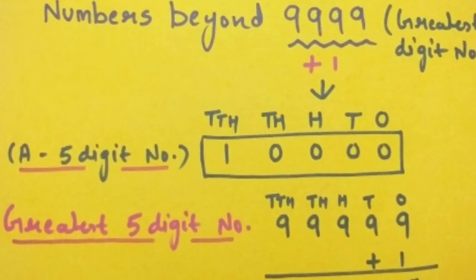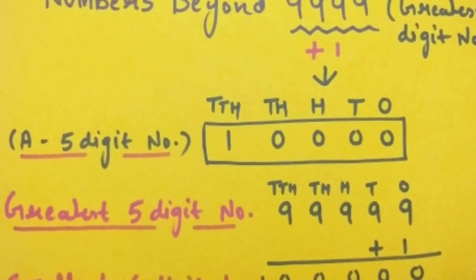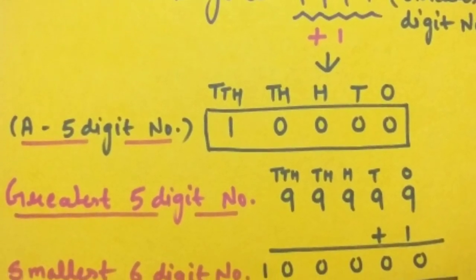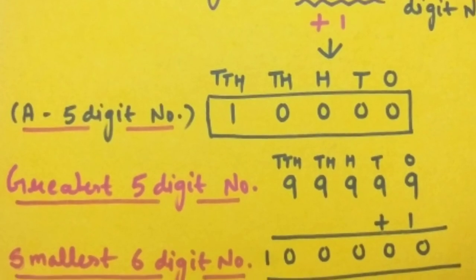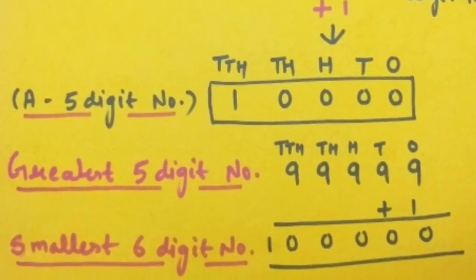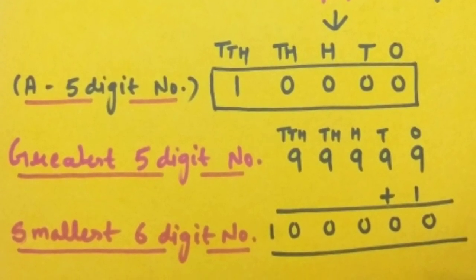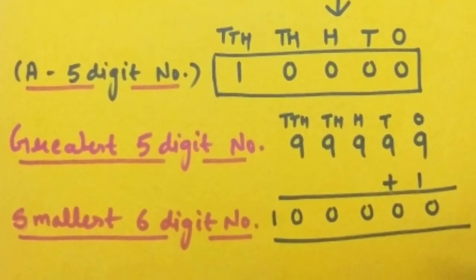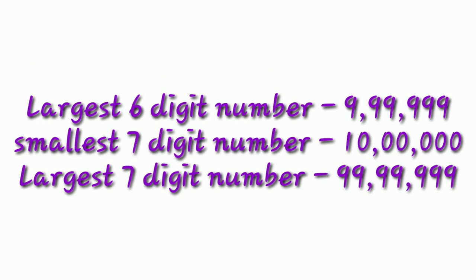If we move on further, we find that the greatest 5 digit number is 99,999, and if we further add 1 to it, we get the smallest 6 digit number, that is 1 lakh. And if we continue further in this manner, we get the largest 6 digit number, that is 9,99,999. And again, if we add 1 to it, we get the smallest 7 digit number, that is 10 lakh. So these are the 5, 6 and 7 digit numbers that we are going to study.